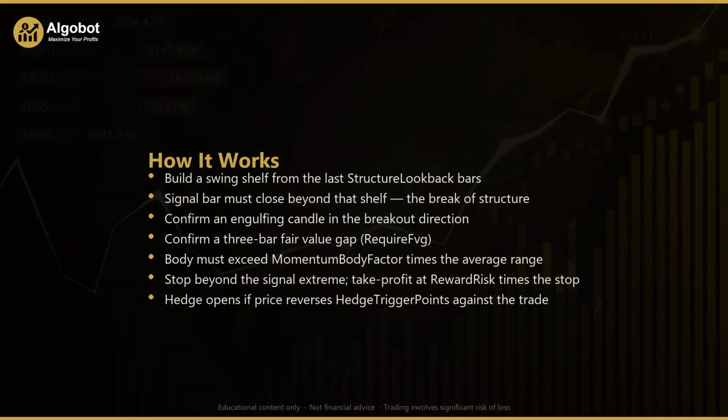The stop loss sits just beyond the signal bar's far extreme, plus a stop buffer points cushion, so it rests at the level the breakout needs to hold. The take profit is the stop distance multiplied by RewardRisk, which defaults to 1.8.